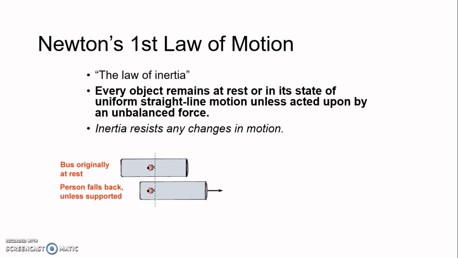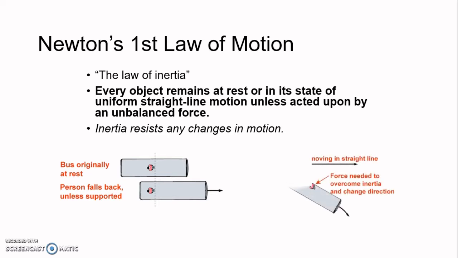So here's a good example of this. Let's say that you're sitting on a bus. You're sitting frictionless in a bus, which means you can slide around easily. And then the bus starts moving forward. Well, because you're on a frictionless surface, you're not going to move. The bus will start moving, but it's going to appear that you slide backwards. But really, you're just staying in place while the bus moves forward underneath you.